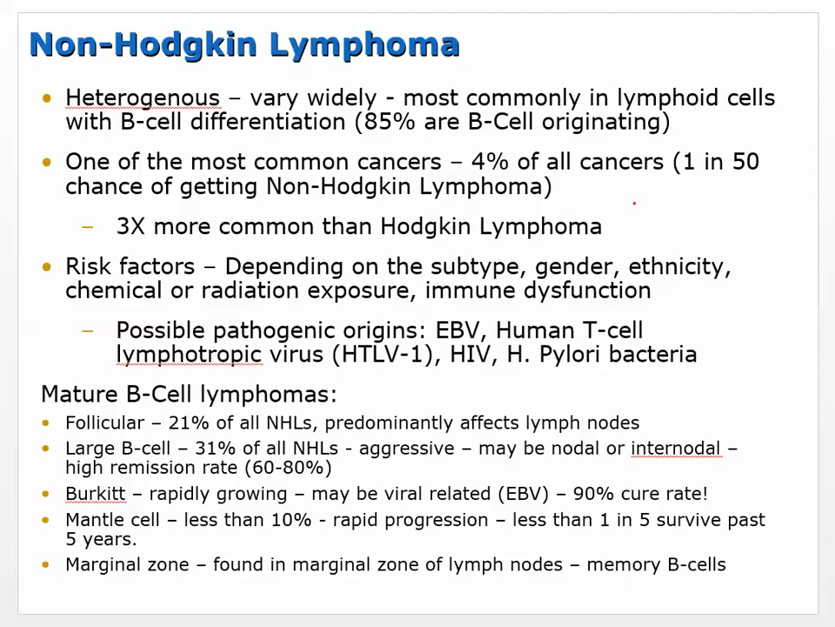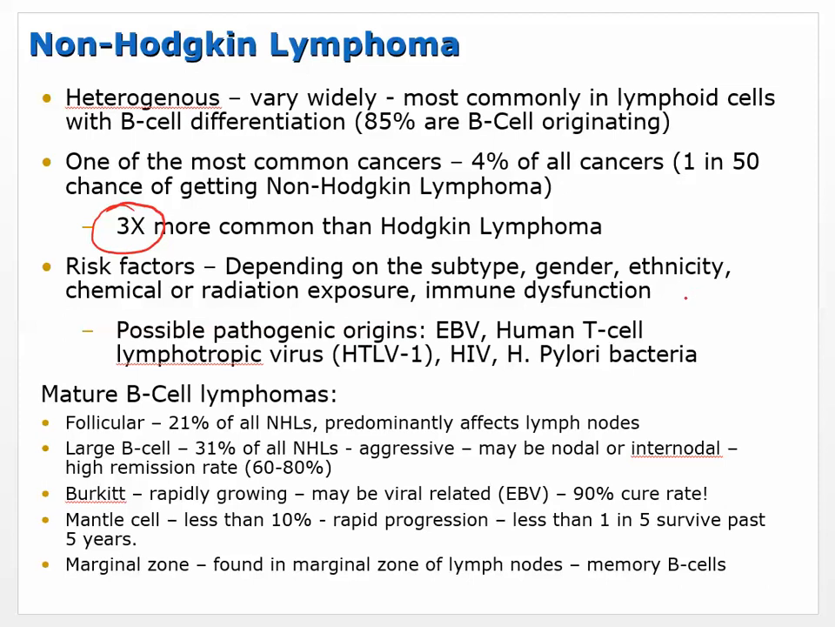3 times more common than Hodgkin. So that's something also to take note of here. Non-Hodgkin is more common. Okay, so 3 times more common than Hodgkin. Risk factors: it depends on the subtype, gender, ethnicity, chemical or radiation exposure, immune dysfunction.